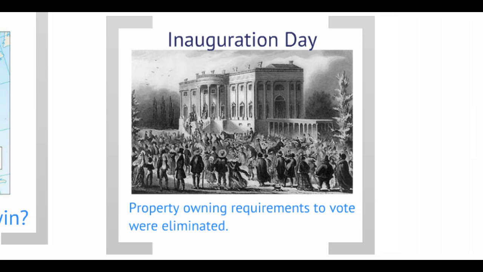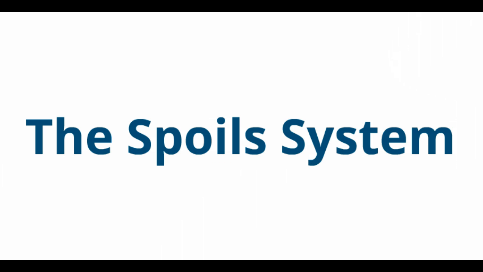And a big reason that Jackson got elected was that the property owning requirements to vote had been eliminated between the 1824 elections and the 1828 elections. So regular folks were now able to vote, and they voted largely for Andrew Jackson. Andrew Jackson was a Democrat, and he did a number of things as president that we're going to talk about here, not the least of which is the spoils system.